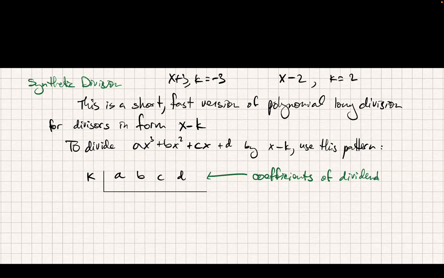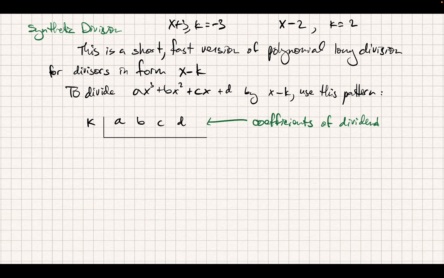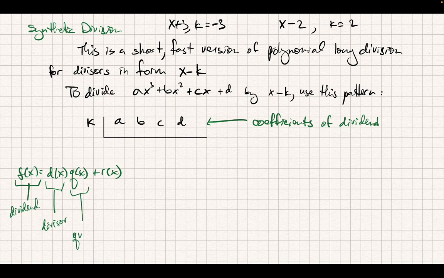Which one was the dividend? The one that's being divided. So maybe off to the side I should write my pattern again. f(x) equals d(x) times q(x) plus r(x). f(x) is the dividend, d(x) is my divisor, q(x) is my quotient, and r(x) is my remainder.